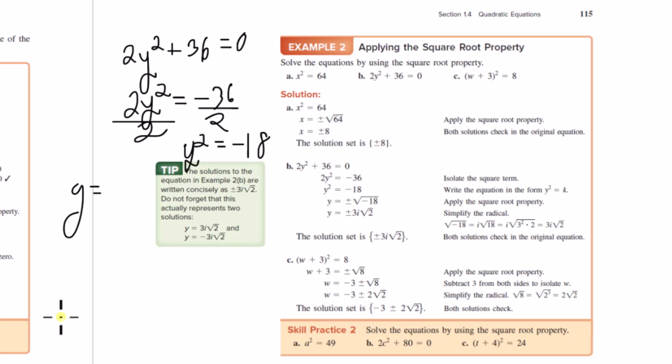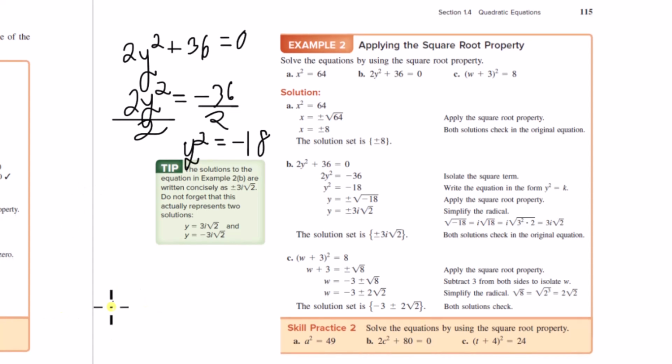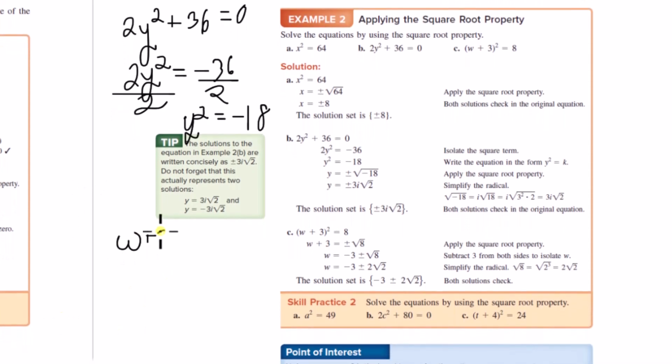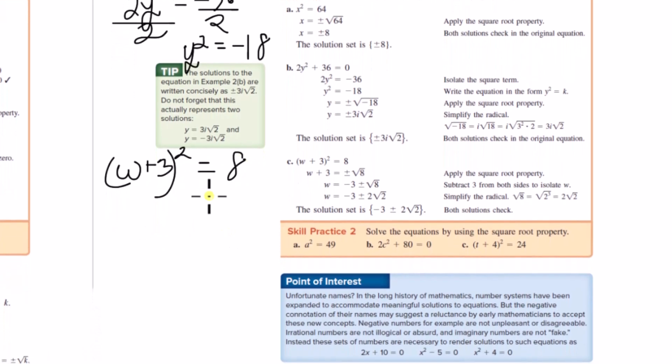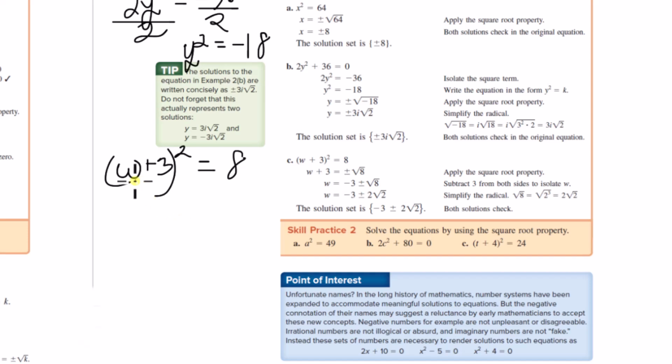Now let's see. The last example is w plus 3 squared is equal to 8. We can still apply the square root property here because you can think about it: if you set x equal to w plus 3, then what do you have? x squared is equal to 8. That's the exact form we use for the square root property. So it's the same idea. You could just take the principal square root of both sides.